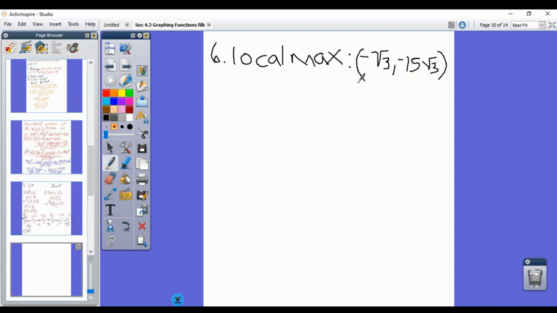Okay, we have a local min, and this is where my function was decreasing and then increasing, and that happens at the positive square root of 3. So local min, and that happens at positive square root of 3 and then positive 15 square root of 3. And again, I'm getting that number by plugging in square root of 3 into my original equation. I also have one inflection point, and that is at x equals 0.